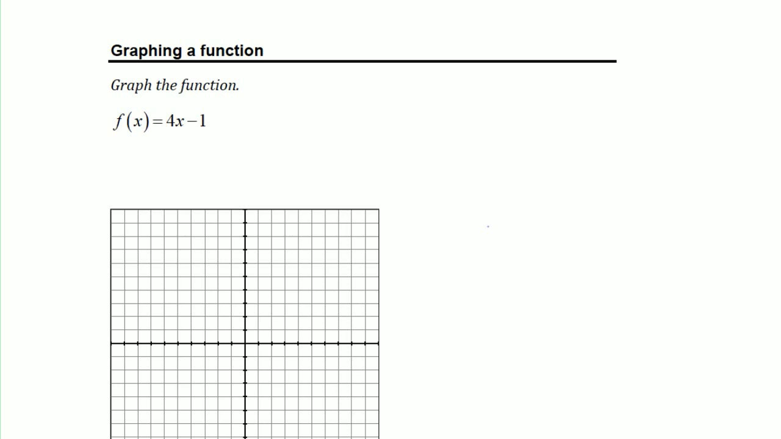Graphing a function, f of x equals 4x minus 1. We've mentioned that f of x and y are interchangeable. All this is when we replace f of x with y is going back and forth between the function language and the equation language. So written as a function, this is f of x equals 4x minus 1. Written as an equation, this would be y equals 4x minus 1.